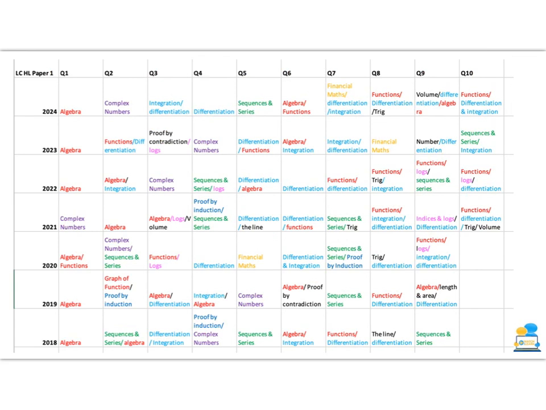One important thing to say, which you may have noticed from this graphic, is that proof by induction has not featured in the June exam for the last 3 years. Now, again, one important thing just to say here is I have not included the deferred papers as part of this graphic. Proof by induction has come up on the deferred papers.